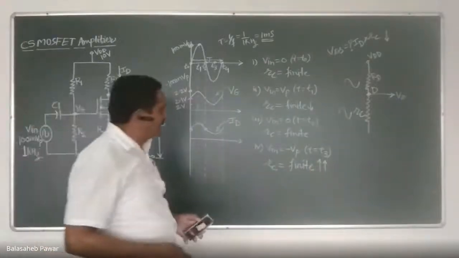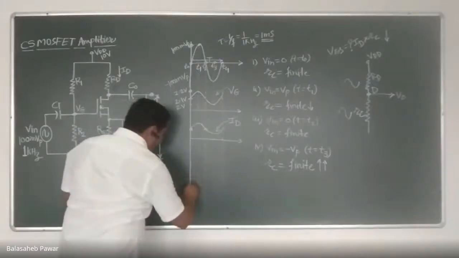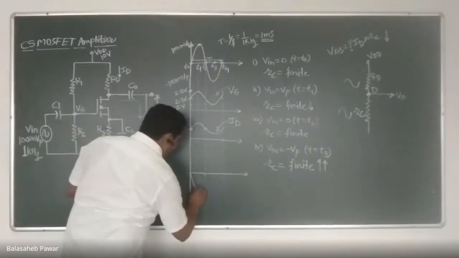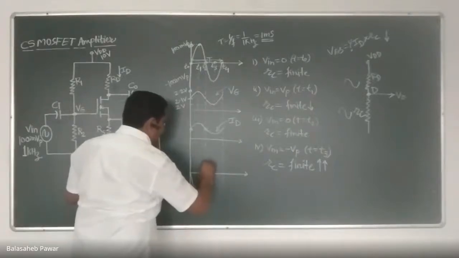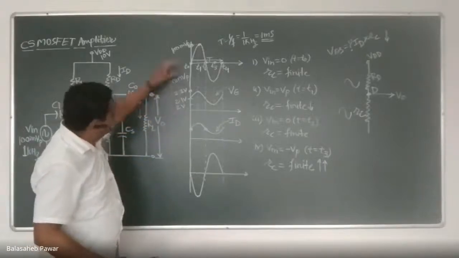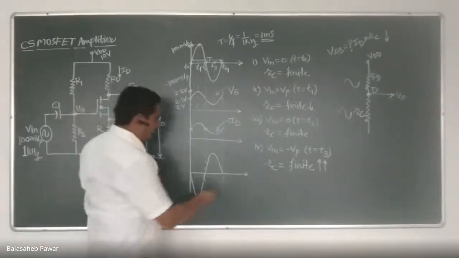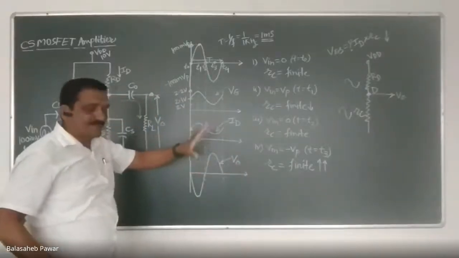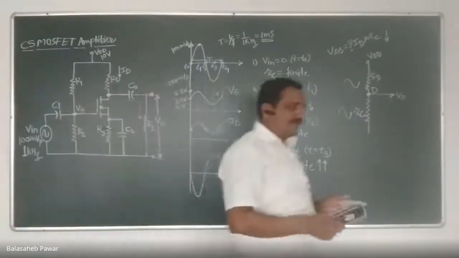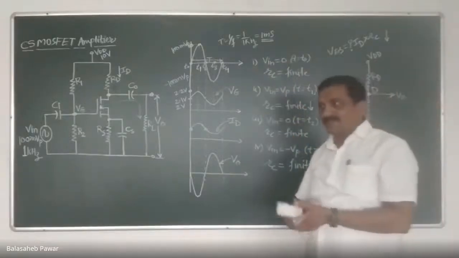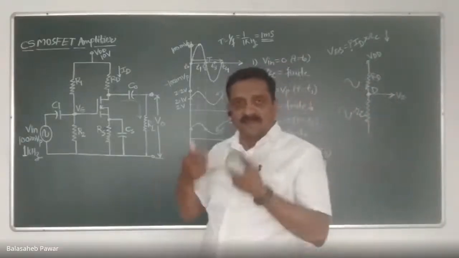So you will observe, or if you want to plot it, the output signal will look somewhat like this. There will be a 180-degree phase shift between the input signal and the obtained output voltage. This is our VO. And why does it happen? Due to the resistance provided by the channel. Whenever input is at positive peak, resistance becomes minimum, and that's why the voltage drop across that channel will be minimum.